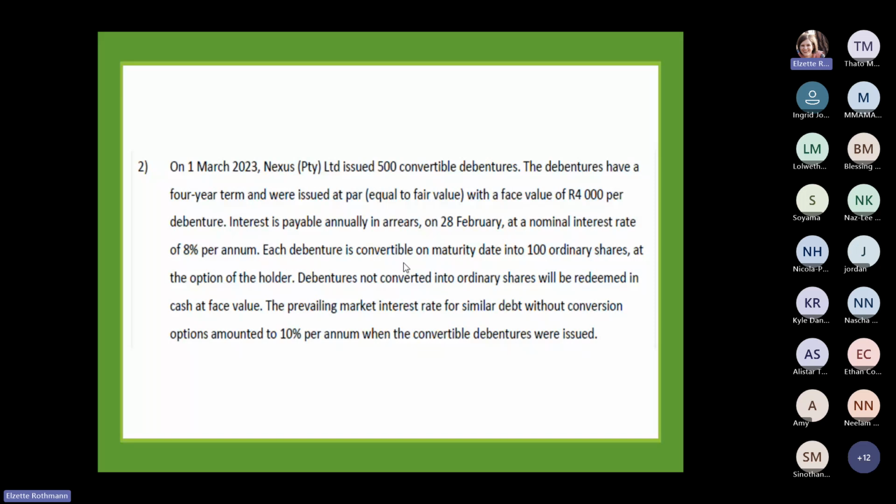Okay, and that future value will be the amount of debentures you have. Like in this case, they issued 500 debentures. And you times that with the value. So in this case, 4,000. Okay, so in this case, it's at the option of the holder. So you will have a future value. So your future value will be the 500 debentures times 4,000 Rand per debenture.